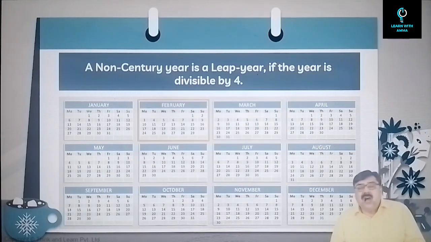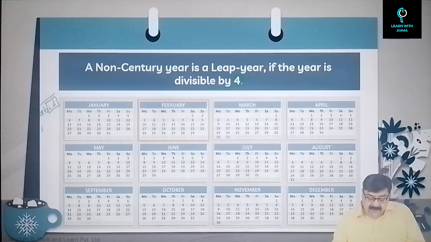Now the point is, how do you find out that the given year is a leap year? Well, if the given year is a non-century year, then for it to be a leap year, it must be divisible by 4. So a non-century year is a leap year if the year is divisible by 4. Now what is the divisibility rule for 4? Let us say the number is ABCD. You want to check whether this number is divisible by 4 or not. Look at the last 2 digits, C and D. If the number formed by these 2 digits is divisible by 4, then the complete number ABCD will be divisible by 4.